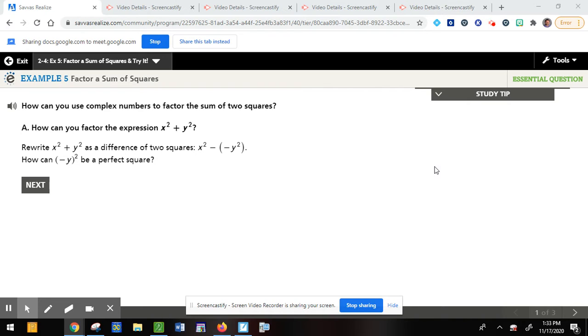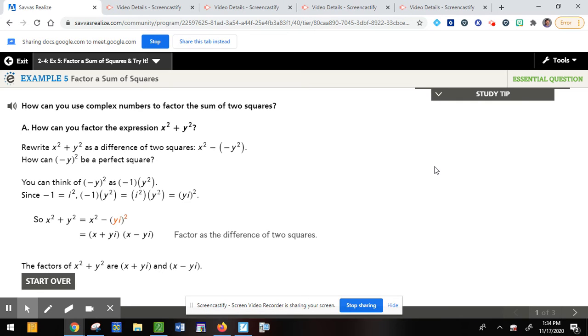Rewrite that plus y squared as minus a negative y squared. And then instead of minus y squared, take that negative 1 out. So it's negative 1 times y squared. Well, since negative 1 is i squared, when you take a square root of negative 1, you'll get i. So the factors of x squared plus y squared are x plus yi and x minus yi.